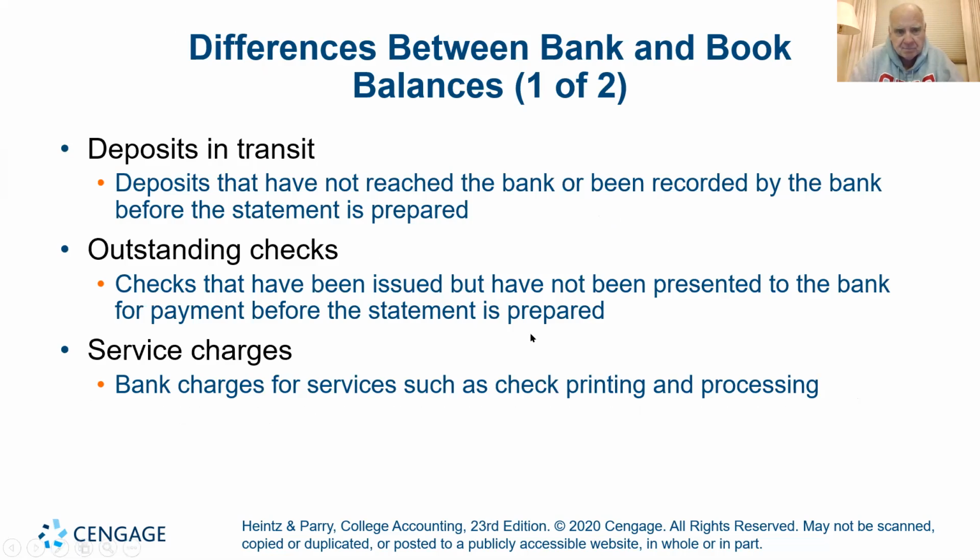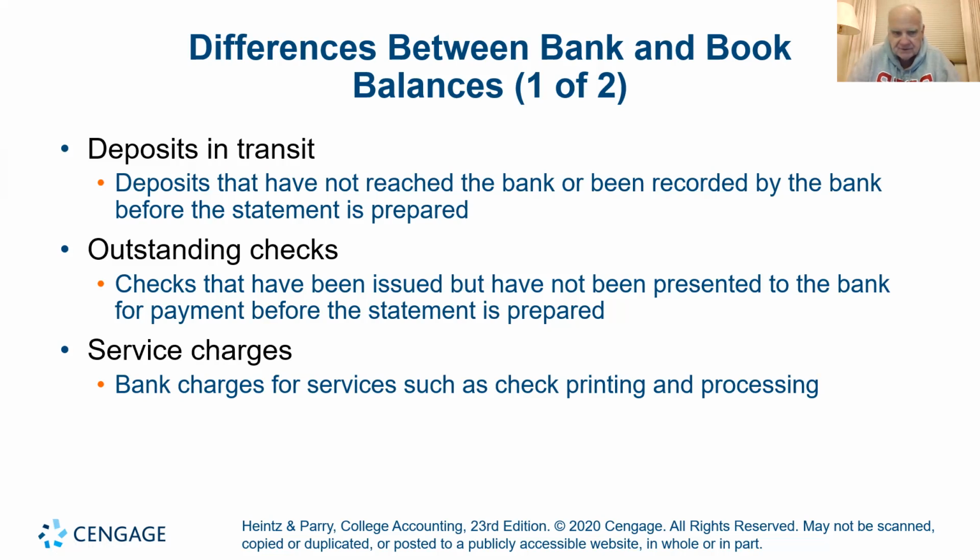Reconciling items. Deposits in transit. Deposits or checks we received, but the bank has not recorded them yet because we put it in the mail maybe on April 30th and the bank didn't get it till May 4th. And the bank statement went out in between those two dates. So you can understand that. The deposit in transit, that's a check we received from a customer that we've recorded. It's not at the bank yet.